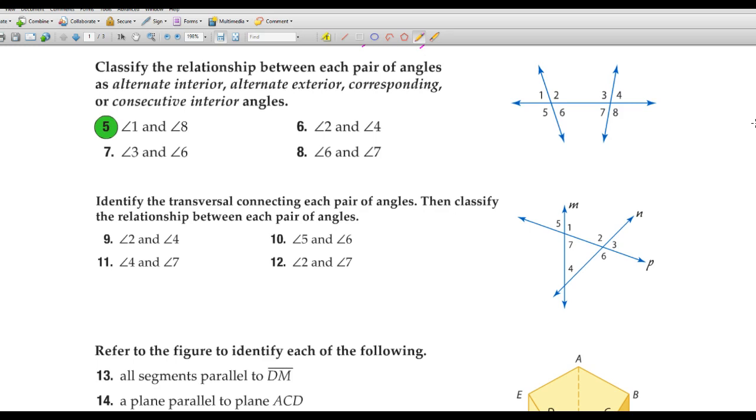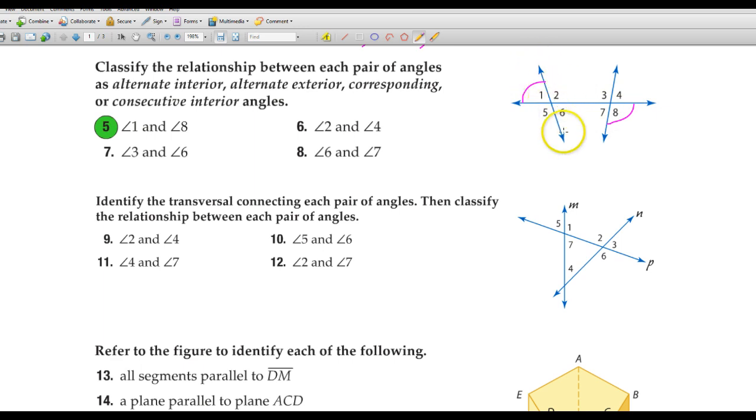Numbers 5 through 8 classify the relationship between each pair of angles as alternate interior, alternate exterior, corresponding, or consecutive interior angles. So number 5, angles 1 and 8. So for angles 1 and 8, notice that they are on different sides of this line. This line we call the transversal. A transversal is just a line that intersects with two or more other lines. So it's intersecting with both of these lines, so it is a transversal.